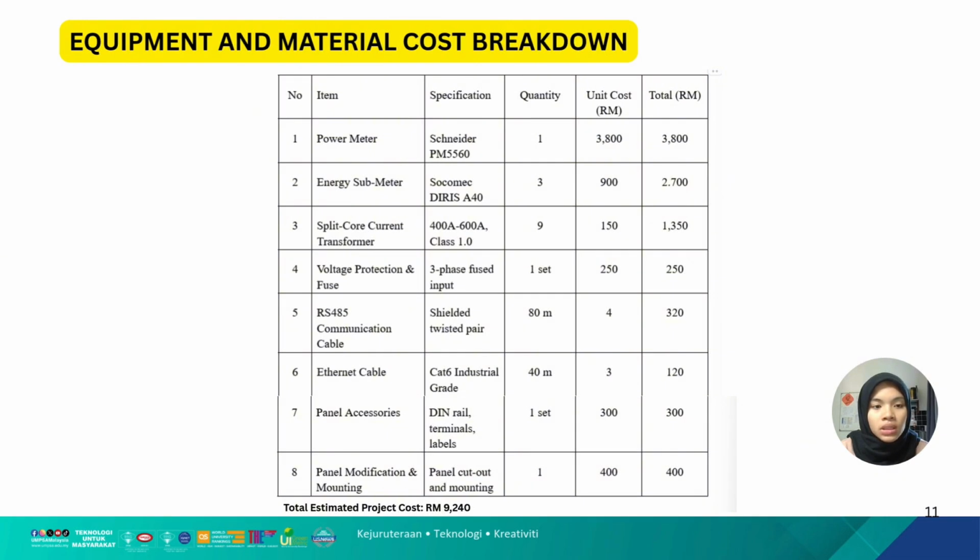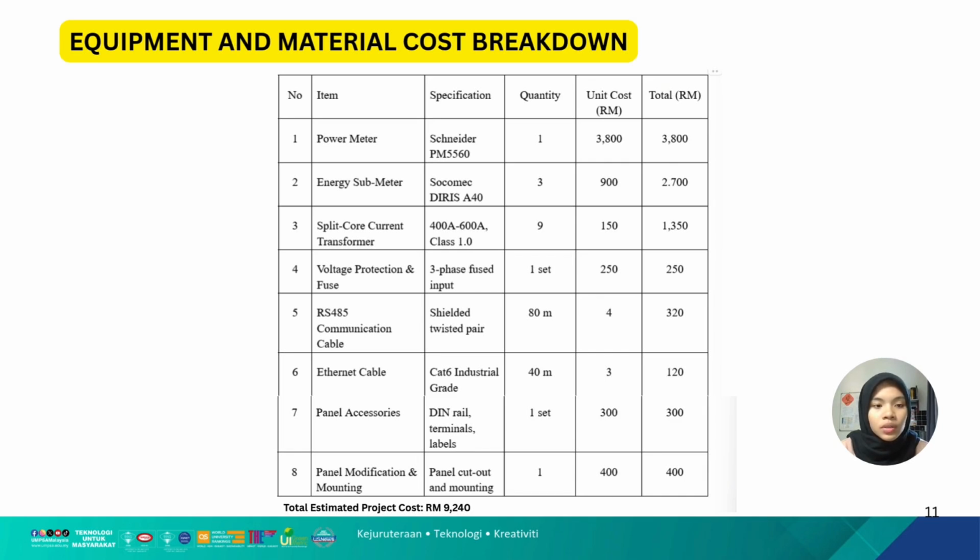The specification is 400A to 600A, class 1.0. For this item, we need 9 quantity, and the unit cost is 150 ringgit Malaysia. The total for 9 of this item is 1,350 ringgit Malaysia.